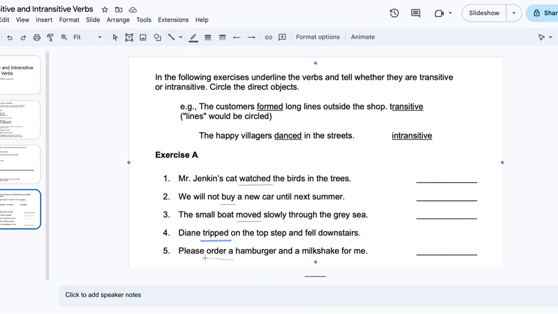Last but not least, please order a hamburger and a milkshake for me. The verb is order, and who or what do I want to order? The answer is a hamburger and a milkshake, which makes it a transitive verb.